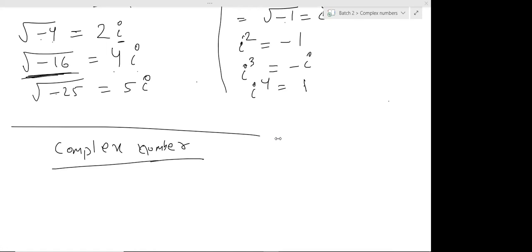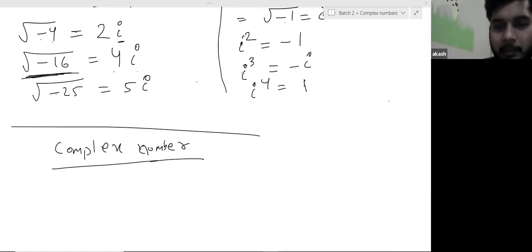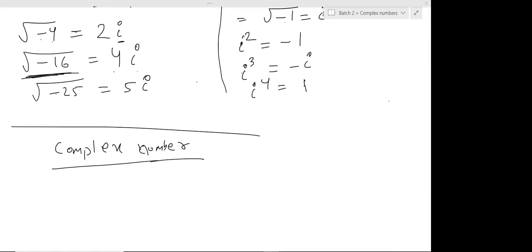Sir, whole number, integer, rational number, real number, and natural numbers. Yeah, everything can be termed as complex number, but why is it called complex number? I told you, right? Remember, it includes all the numbers.